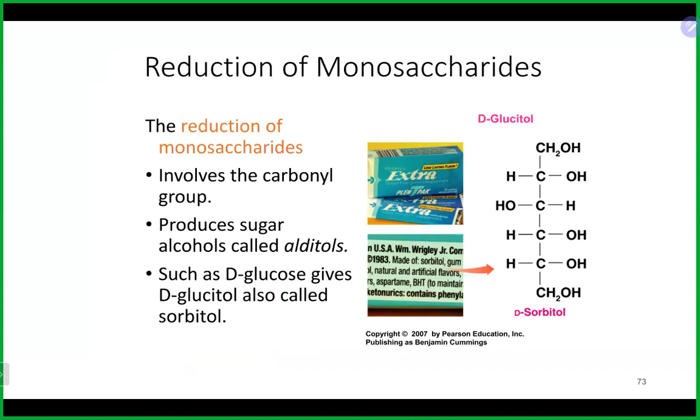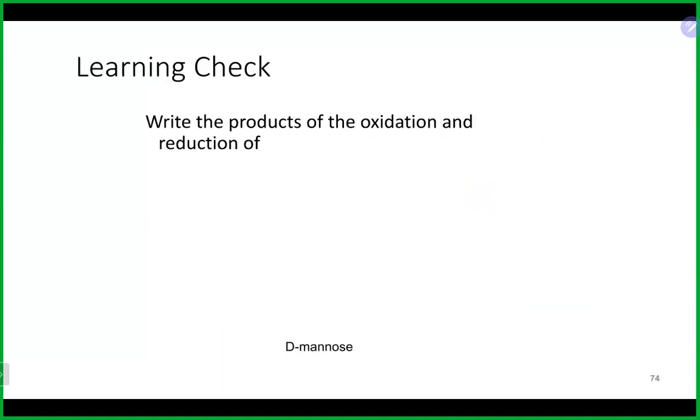The reduction of monosaccharides involves a carbonyl group and actually produces what are known as sugar alcohols. For example, D-glucose gives us a sugar alcohol known as sorbitol. You don't have to worry too much about that, I don't think. All right.